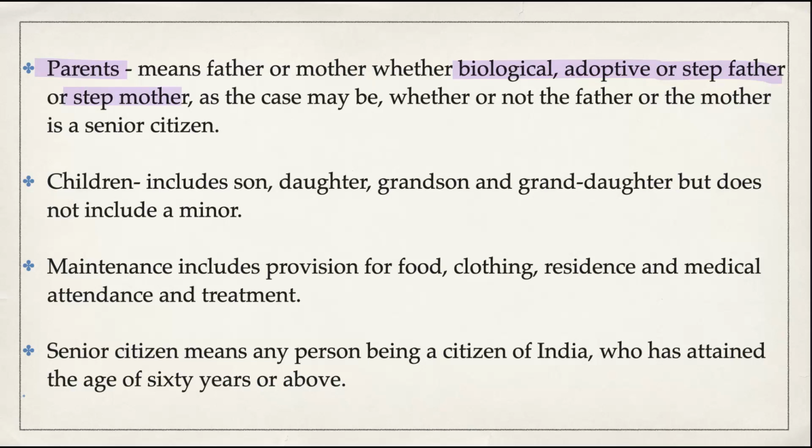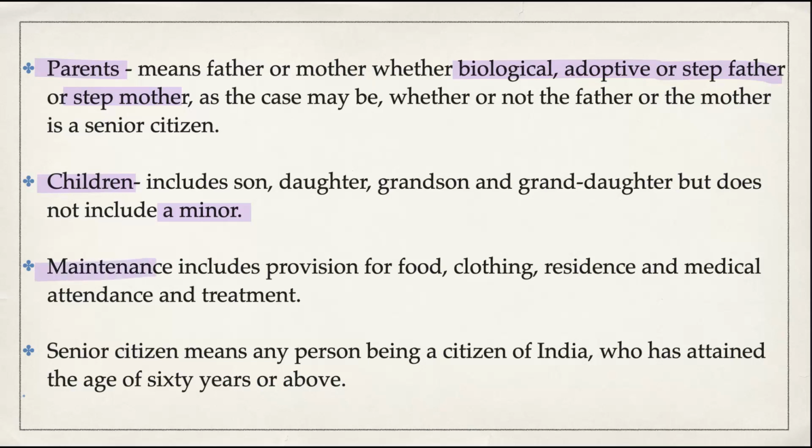Now the term children, wherever it is used in the act, includes son, daughter, grandson and granddaughter, but does not include a minor. We'll be dealing with the aspect of why a minor is not included, and this is in fact being proposed to be included in the definition of children by the amendment which is proposed to be made to this particular act.